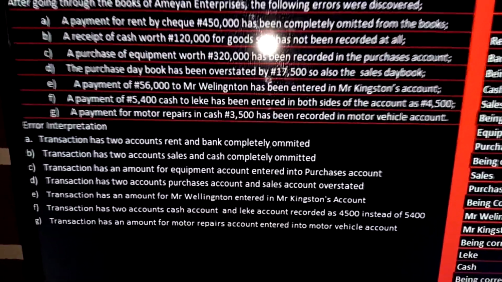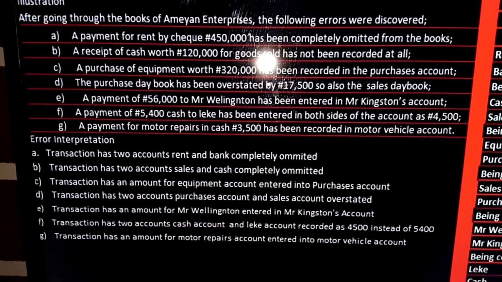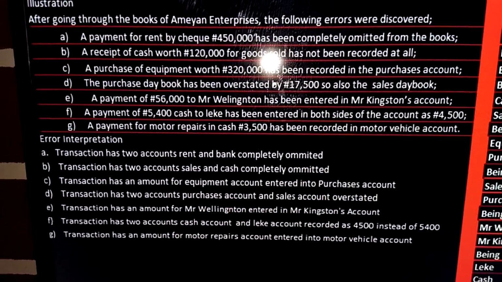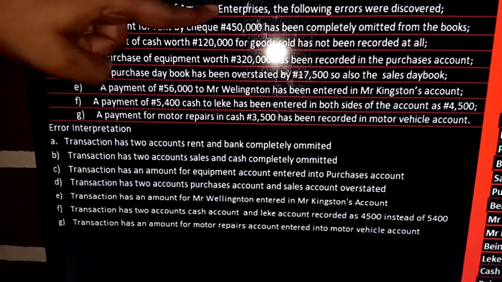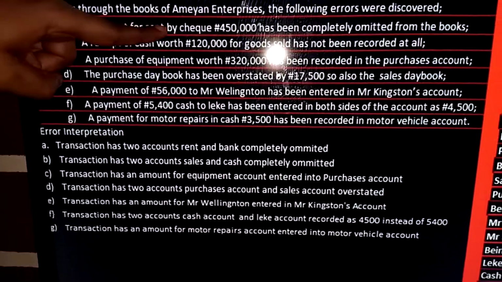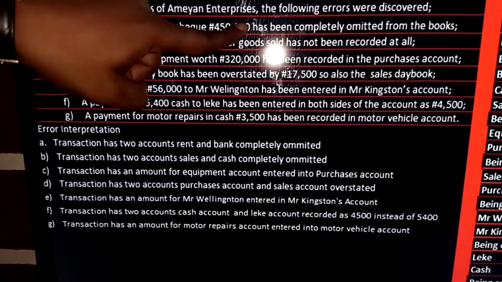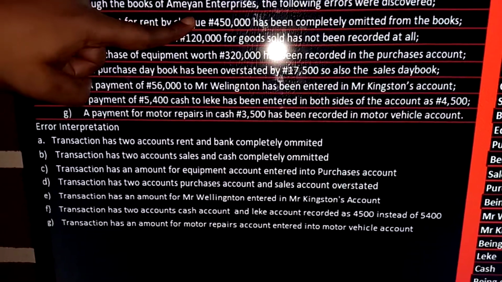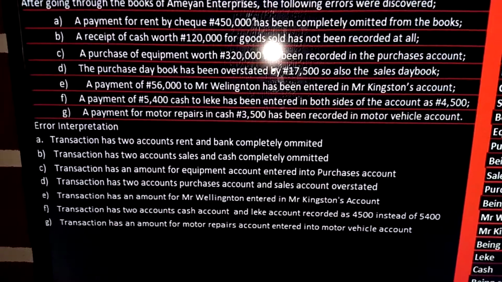So how do we record it? To do the normal double entry. Identify the accounts involved, credit the one that needs to be credited, and debit the one that needs to be debited. So from this transaction, we have rent and bank. Rent here is an expense. It is increasing, so you debit it with 450,000. Bank is an asset. It will decrease, so you credit it with 450,000, then you narrate.